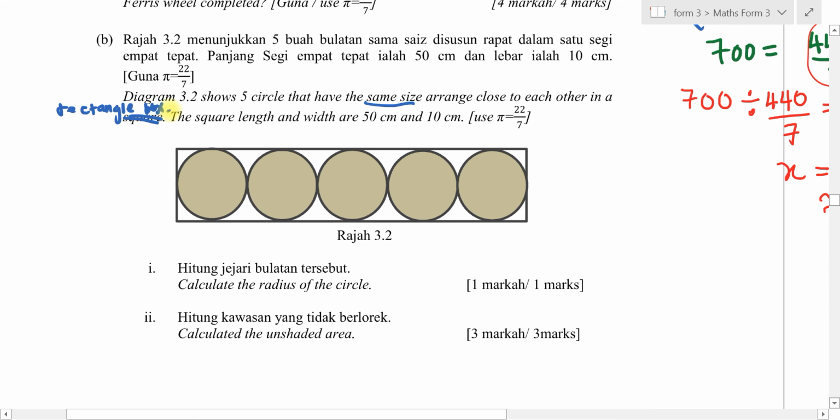It's a box. It's like not a quality question anymore. The rectangle length and width are 50 centimeter. Always remember, this is your length, this is your width. Your length is 50 centimeter, your width is 10 centimeter.